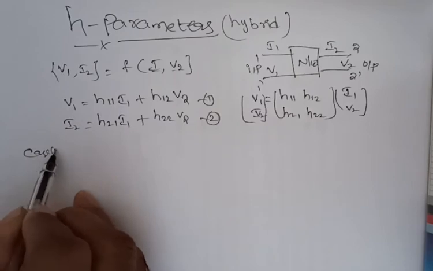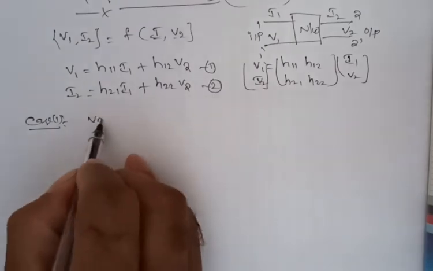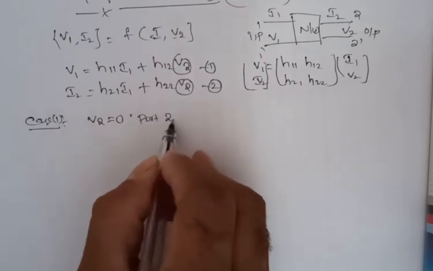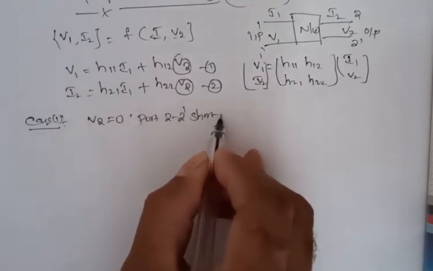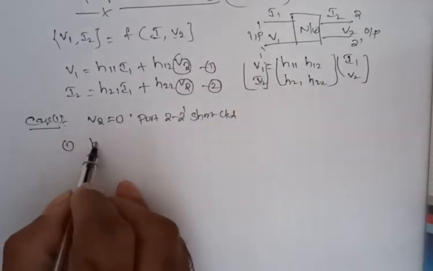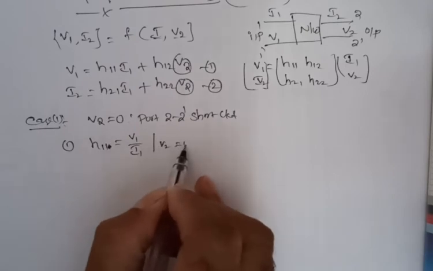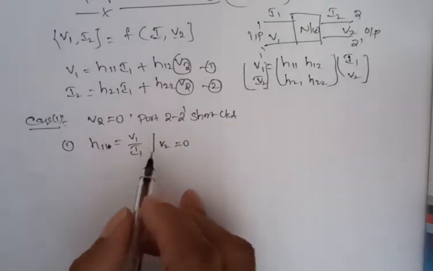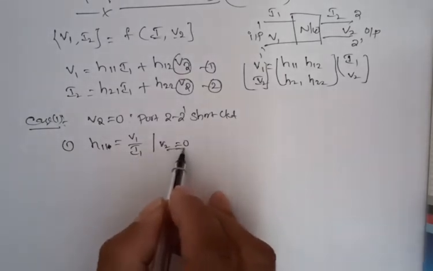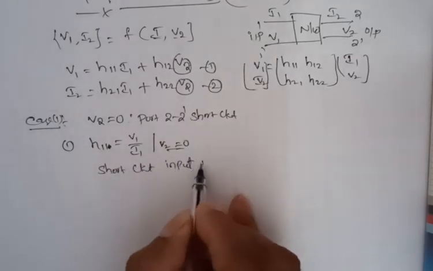Let us assume case 1, making V2 equal to 0. To get these two parameters, making V2 zero means port 2 dash is short circuited. Then the first equation gives H11, which is equal to V1 by I1 where V2 equals 0. V by I represents impedance purely related to the input side, and since the output is short circuited, we can say this is the short circuit input impedance.